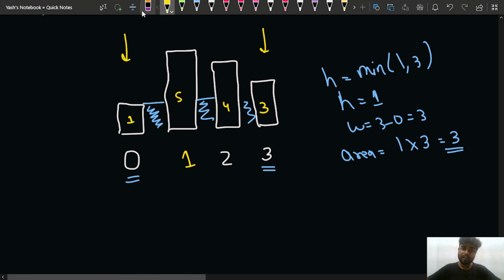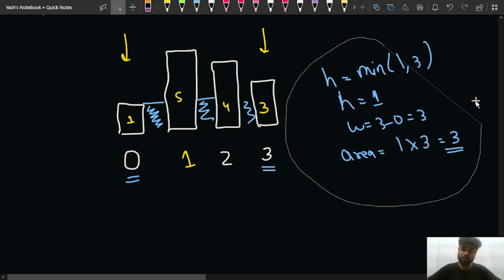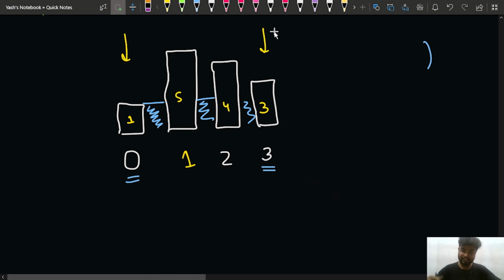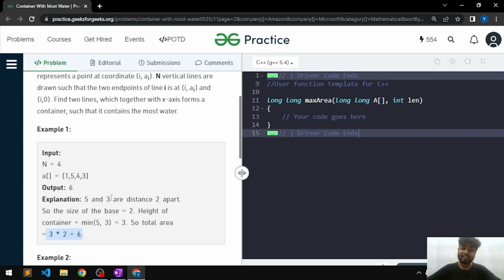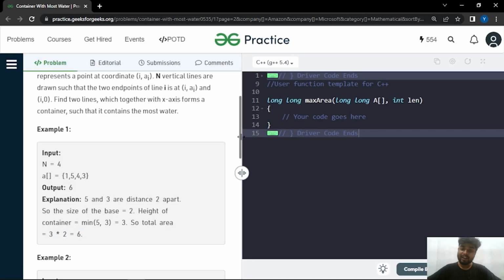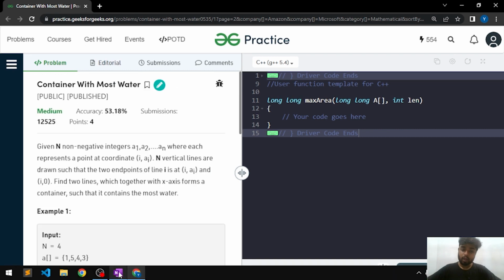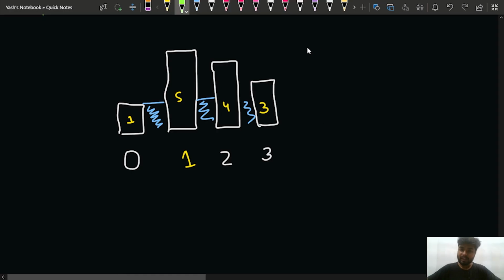So the answer not only depends on the width, but also depends on the height, because the area here will be nothing but the height into the width. So what are the possible ways of finding the most optimal answer, or the maximum water that can be stored? We can think of using a for loop and trying out all the possible pairs, right?